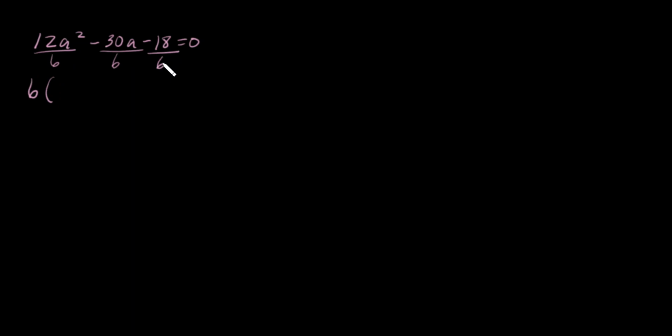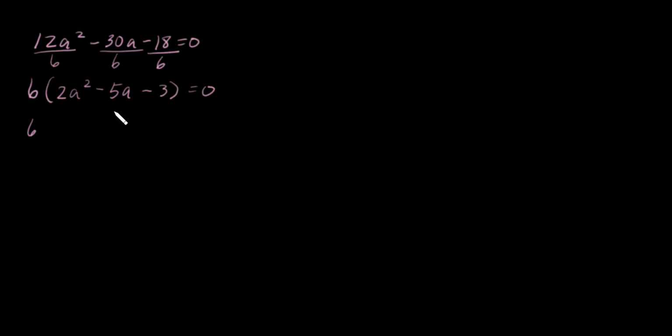Remember, when you're factoring something out, 6 is factored out. You're dividing each of the terms by 6. So you get 2a squared minus 5a minus 3.